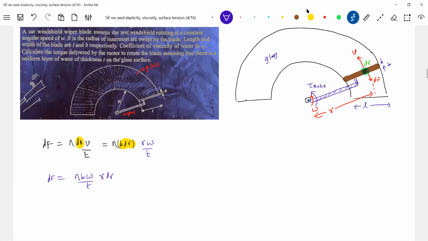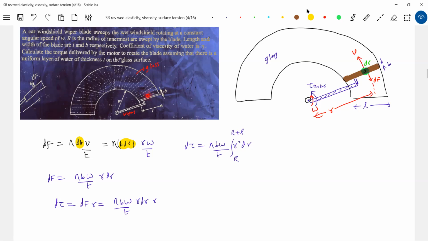Then what is the torque by viscous drag? It should be equal to dF into R. I think somehow you should understand the question, it'll be very easy. Where will the viscous drag be present? Only in this region, no? What are the limits? Capital R to R plus L. Please try to understand. Only here will the viscous drag force be acting.